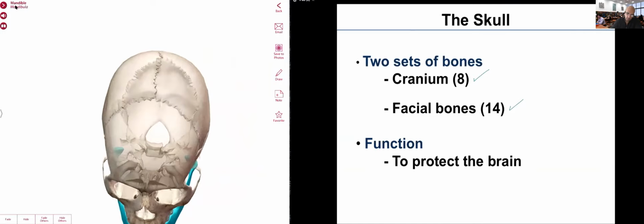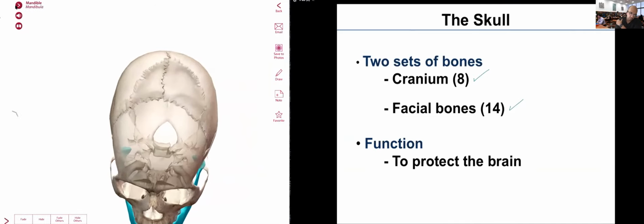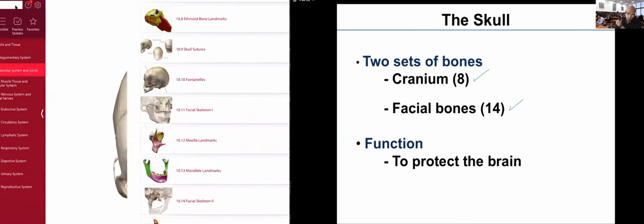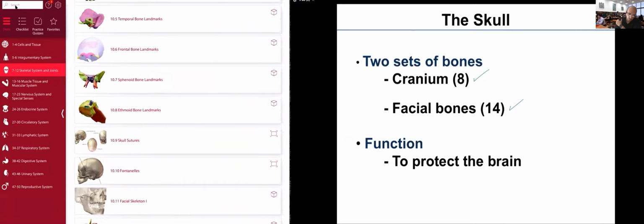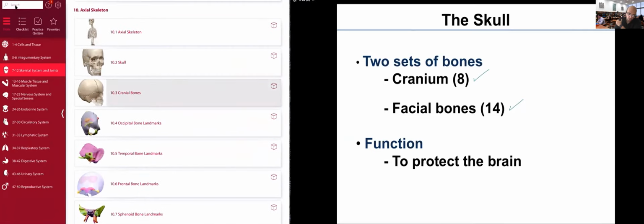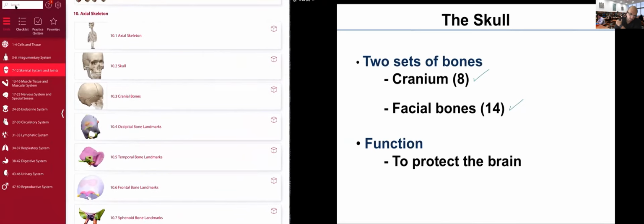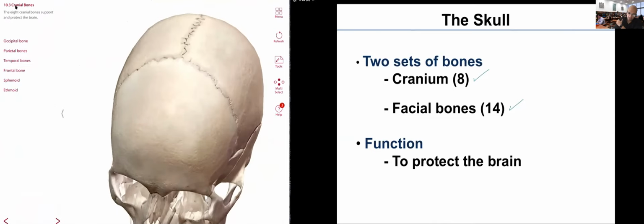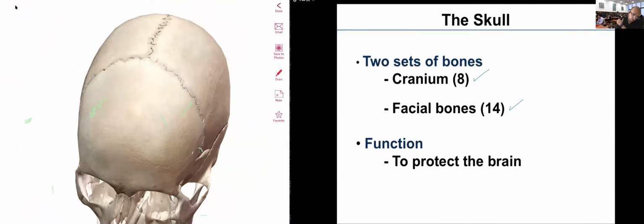All right, so moving on back to the cranial bones, we can see that the cranial bones are attached by joints, and those joints are what we call the sutures. The important sutures that we are looking at in here, first one is going to be the coronal suture.